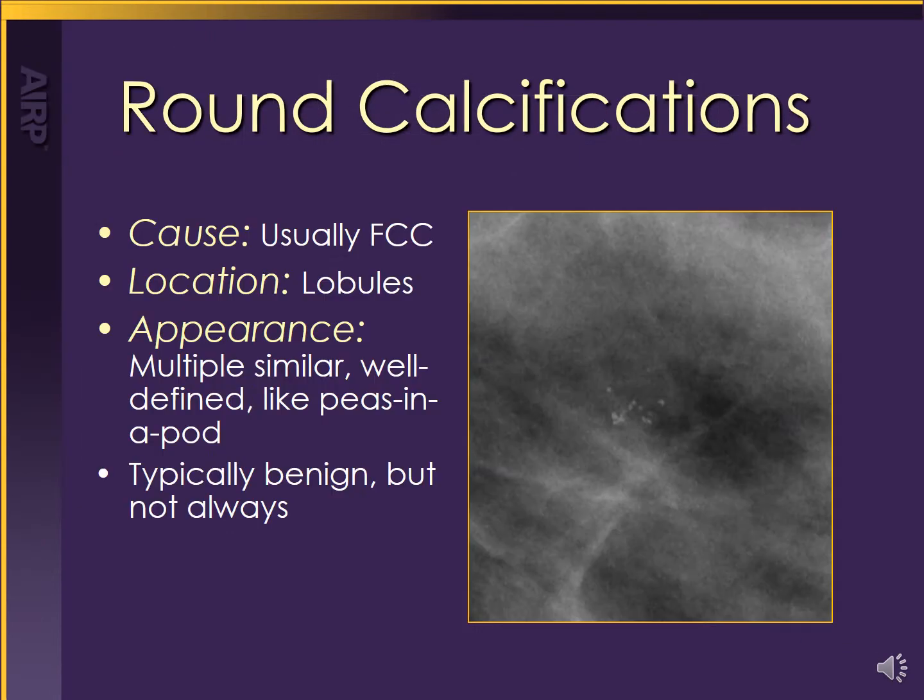Now, round calcifications. These are almost always benign and due to fibrocystic changes, but not always. Just like a round or oval mass on mammography, most are going to be cysts or fibroadenomas, but some of those are going to be cancers. So let's figure this out. First, notice that round calcifications tend to be very, very round, like peas. They all have very similar morphology, shape, and size.